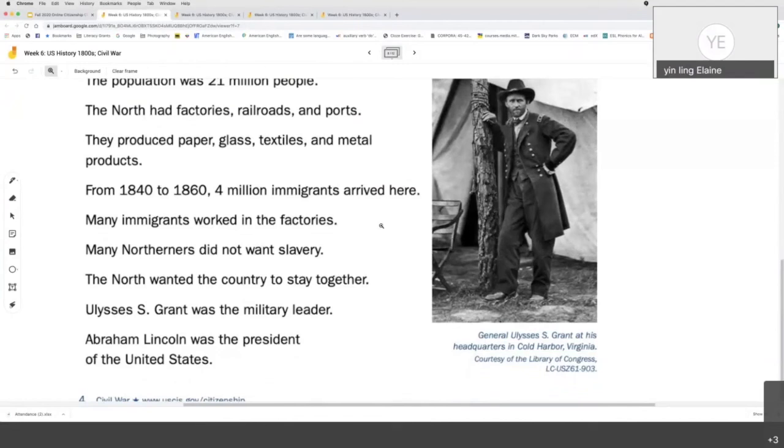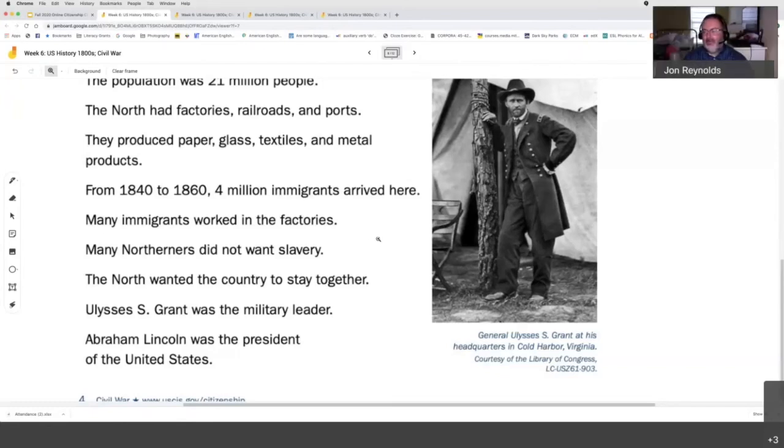Many immigrants worked in the factories. Many Northerners did not want slavery. The North wants the country to stay together. Now, this is a big name here. Ulysses S. Grant. Ulysses S. Grant was the military leader. All right, what about this last one? You got to read this last one. Lincoln was the president of the United States.